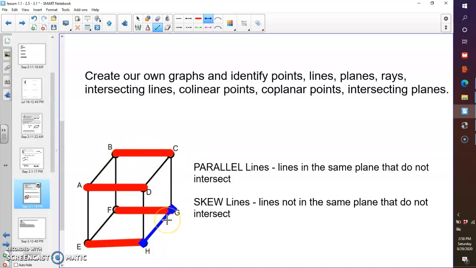So when lines are not on the same plane, but they're also never going to intersect, we consider those lines skew. So GH would be skew to BC, FE would be skew to BC, and AE and DH would be skew to BC. And what you'll notice is of the four skew lines, you're going to get two pairs of parallel lines. That will always happen as well, as a way of checking yourself. AE and DH are parallel, but they're skew to BC. GH and FE are parallel, but they are skew to BC. And that's what skew lines are.